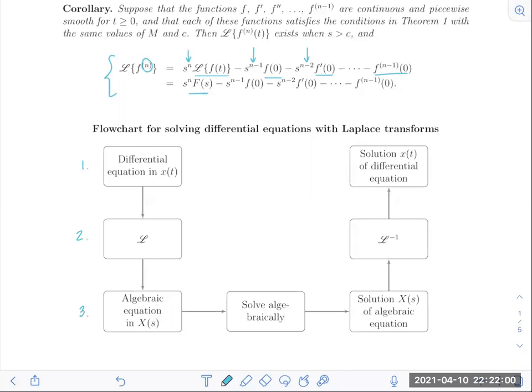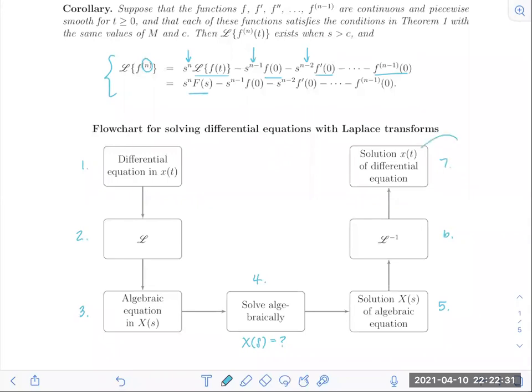Now we want to solve for X of s algebraically. No calculus involved, truly just using algebra to solve for X of s. So maybe I'll emphasize here, X of s equals what? And now we have this solution of our X of s function, and we just want to take the inverse transform to solve for x of t. So we take the inverse transform, and then we get our answer.